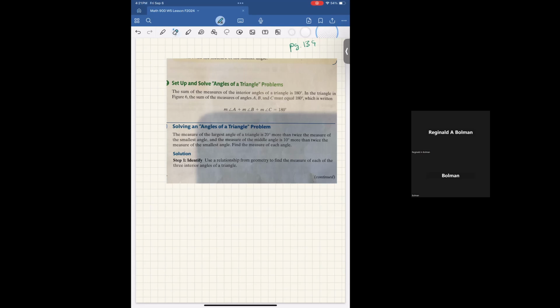So it says the measure of the largest angle is 20 degrees more than twice the measure of the smallest. So in this instance, we'll use L to represent the largest angle. And by the way, you can use whatever letter you want to use. If you want to use alpha, beta, gamma, whatever, you can use that as well. But for now, I'm just going to say that L is the largest angle. Let's use S to represent the smallest angle.